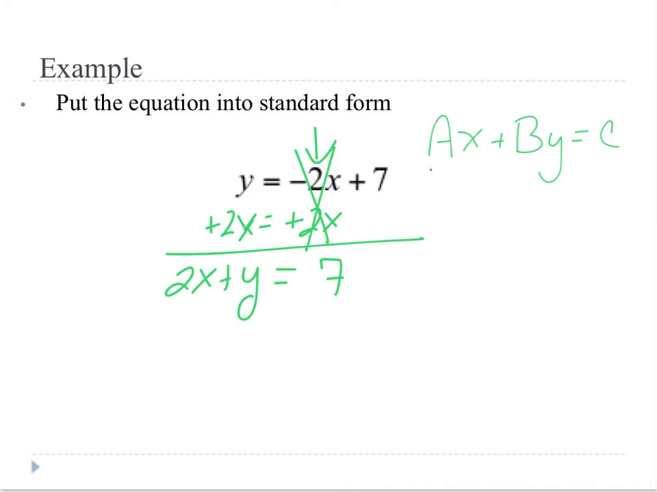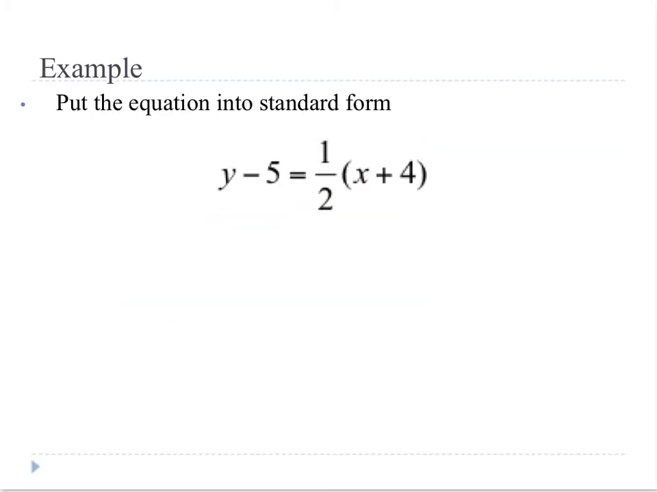Is that in the ax plus by equals c form? Ax plus 1y, by equals 7? It is, so this is in standard form. To remind you that standard form is still the equation for a line. It's just a different format than y equals mx plus b. So right now you know two formats: y equals mx plus b and ax plus by equals c.